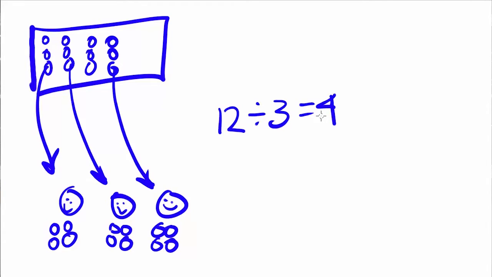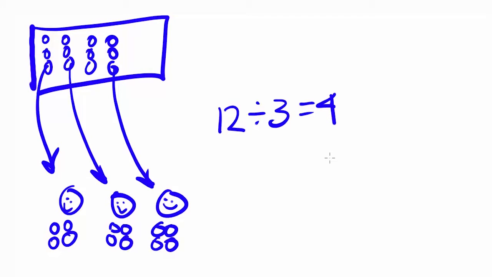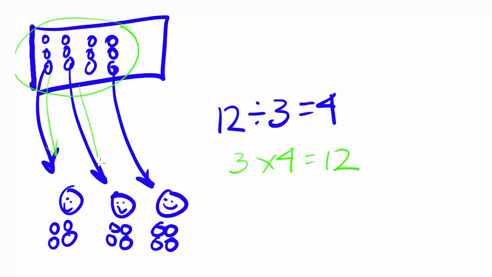We're dividing 12 items into 3 groups, and we end up with 4 items in each group. If this were multiplication, we would have 3 groups of 4 cookies for a total of 12 cookies. Since it's division, we started with 12 cookies and divided them up into 3 groups. We ended up with 4 cookies in each of the 3 groups.